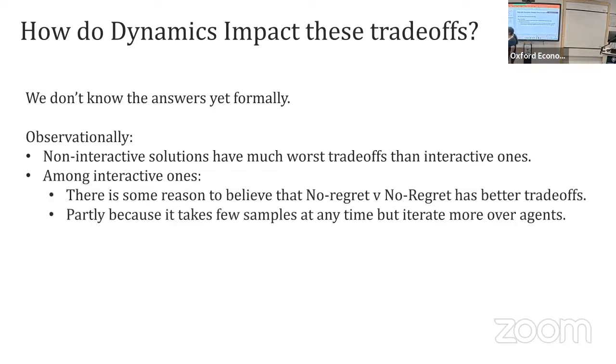Among interactive ones, there's some reason to believe that no regret versus no regret is probably going to be a little bit nicer than the other ones. This is partly because no regret versus no regret takes fewer samples at any one time and just has more iterations. So it's a little bit more sensitive to the evolution of the needs of the different distributions.